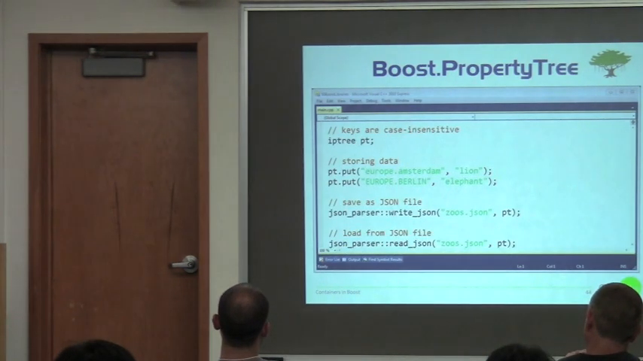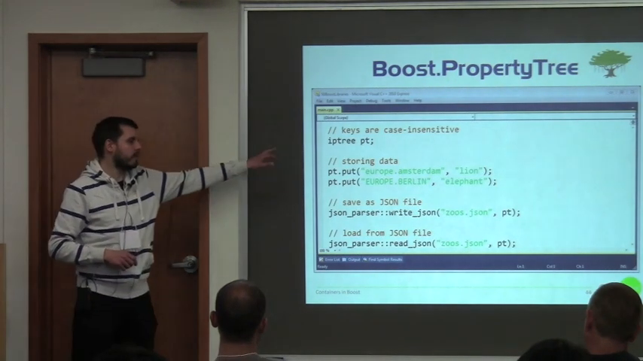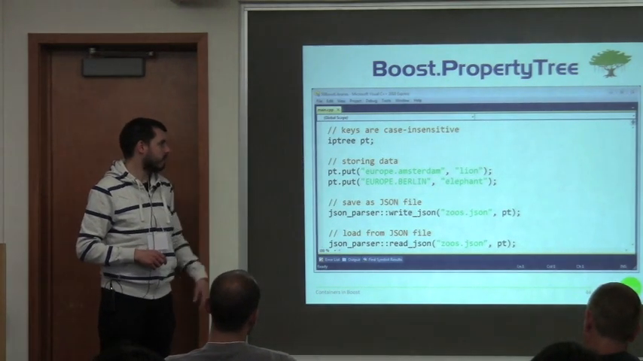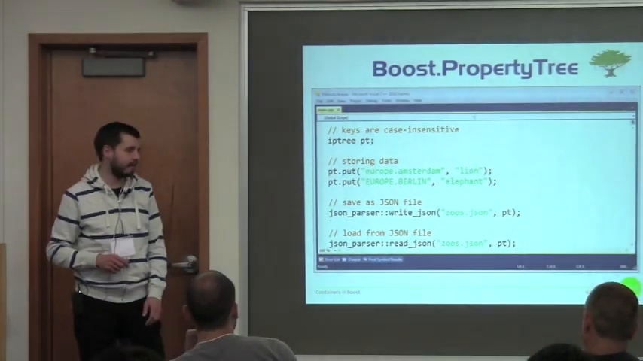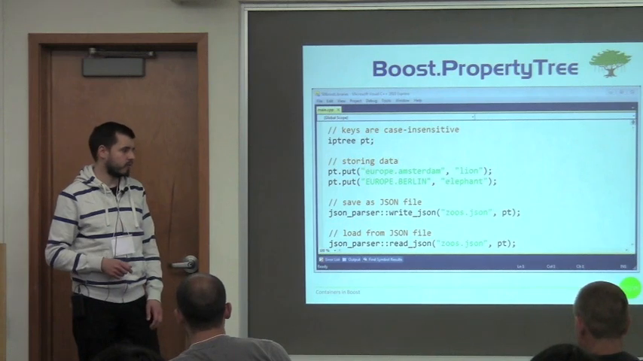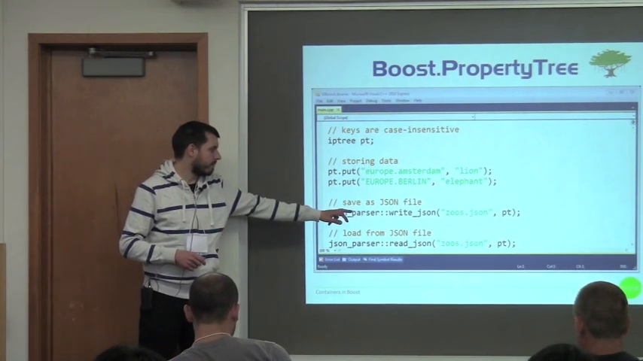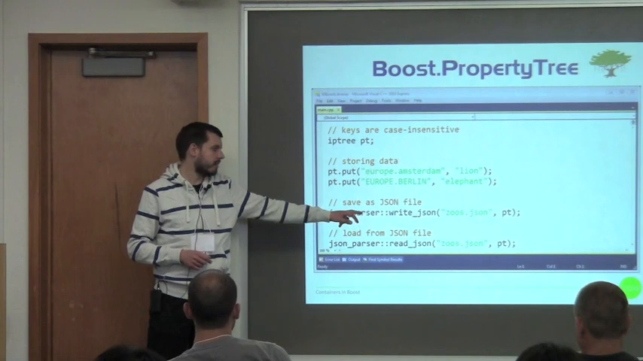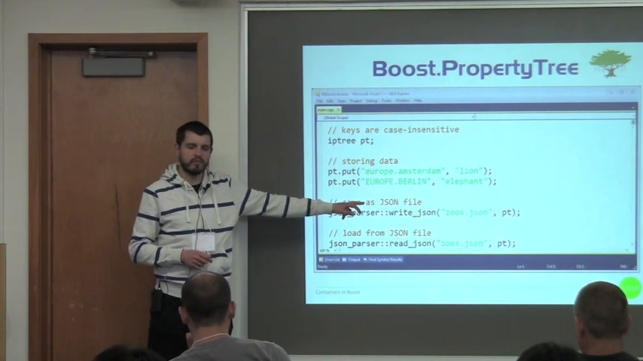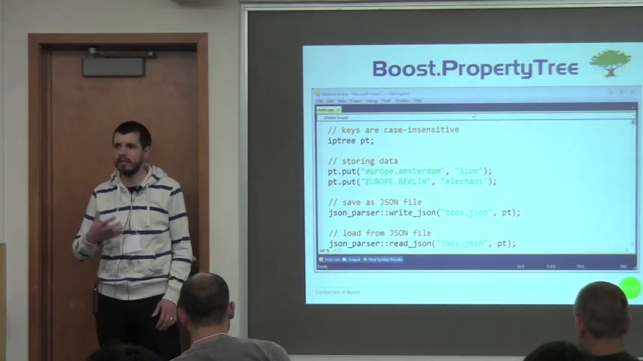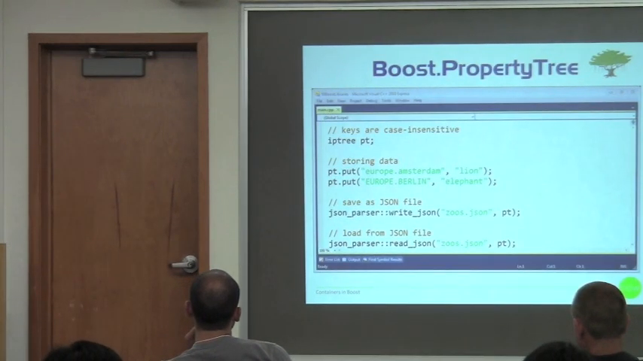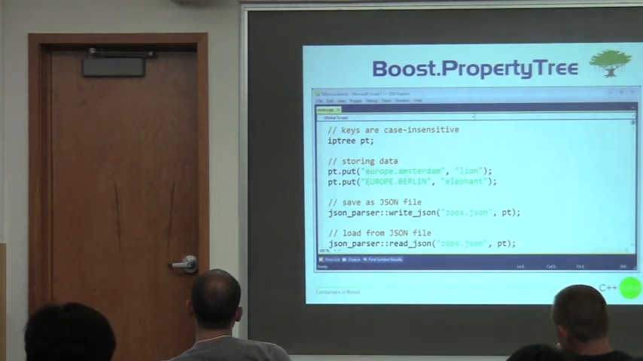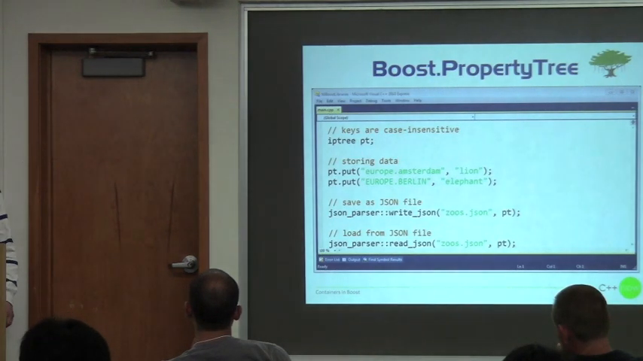You have also other containers which you can use out of the box. IP tree, a case insensitive tree. So again, if I put in data like this, it doesn't really matter whether I use capital or lowercase letters. But what is maybe the most interesting part of that library, you have some functions to easily serialize a container to a JSON format, for example. You can then load the container from a JSON format again. So it's very easy to store configuration data in a file and to access then this configuration data with this container somehow. So when I hear property tree, I always think of configuration data.